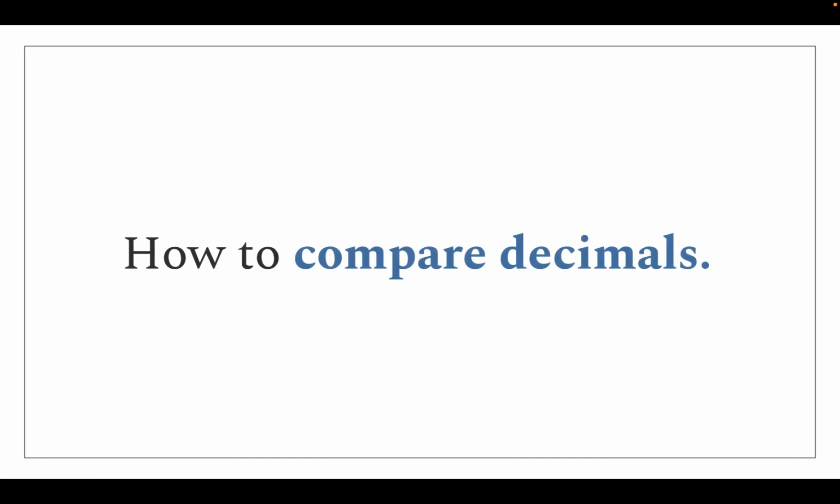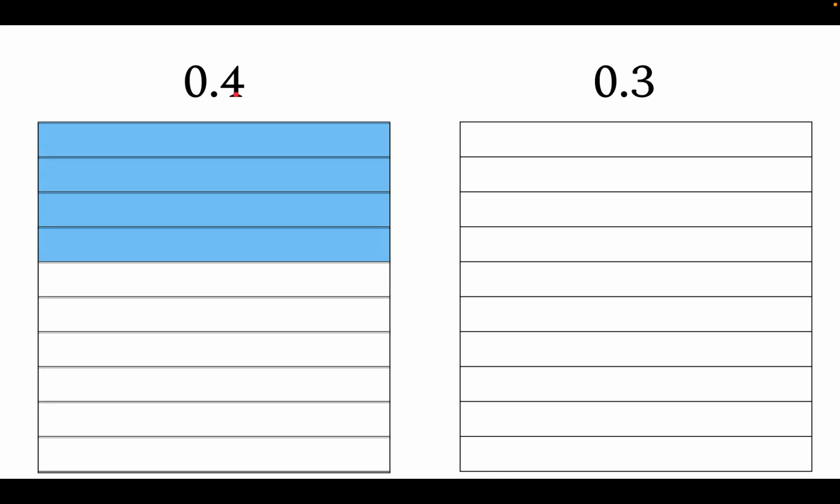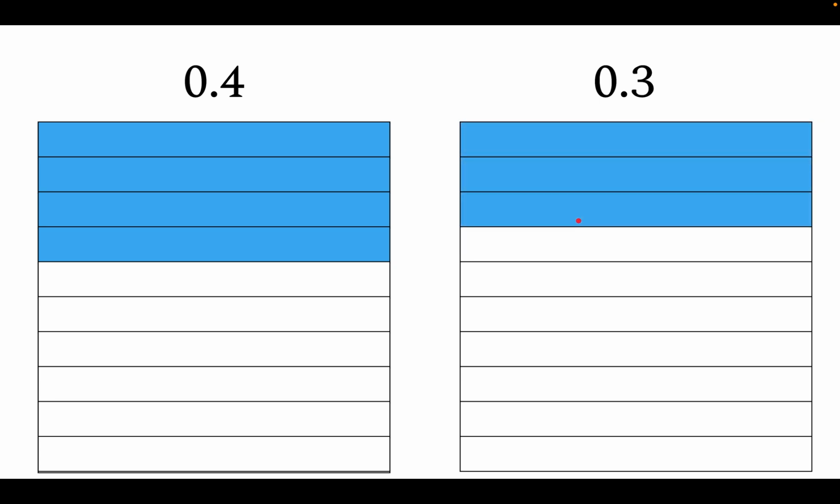How to compare decimals. We have grids here where they are both divided into tenths. So to represent 4 tenths, we would shade in 4. And to represent 3 tenths, we would shade in 3 tenths. Now we can really see which one is greater than, which one is less than, which one's bigger. That's right, 4 tenths is greater than 3 tenths.